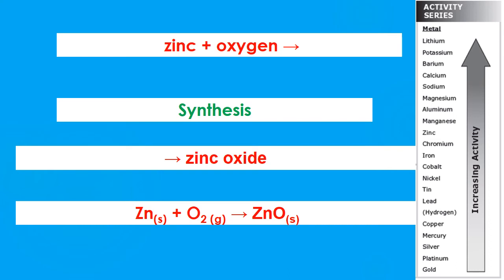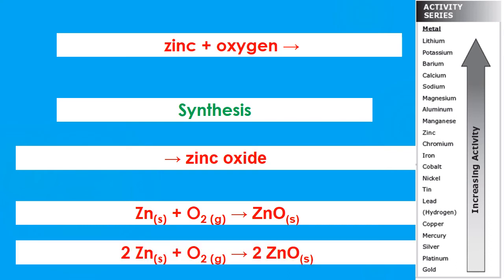We see that we need to balance our oxygens. So we put a coefficient of 2 in front of zinc and a coefficient of 2 in front of zinc oxide also to give us our balanced equation.